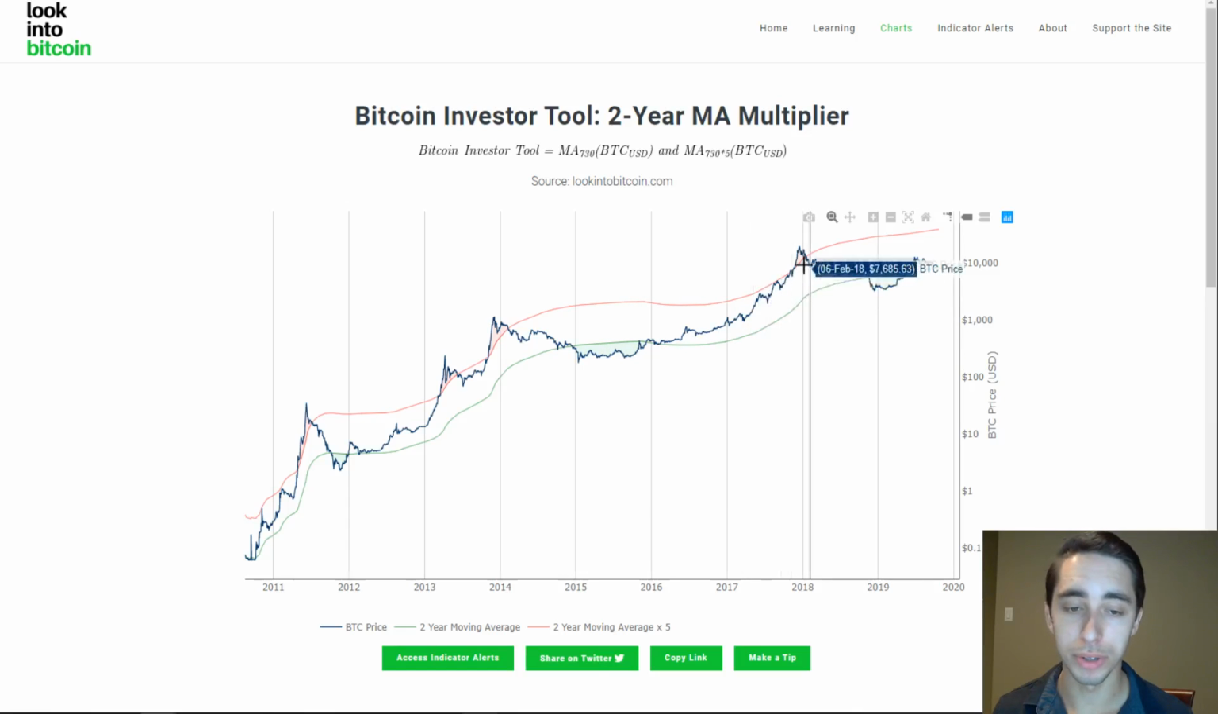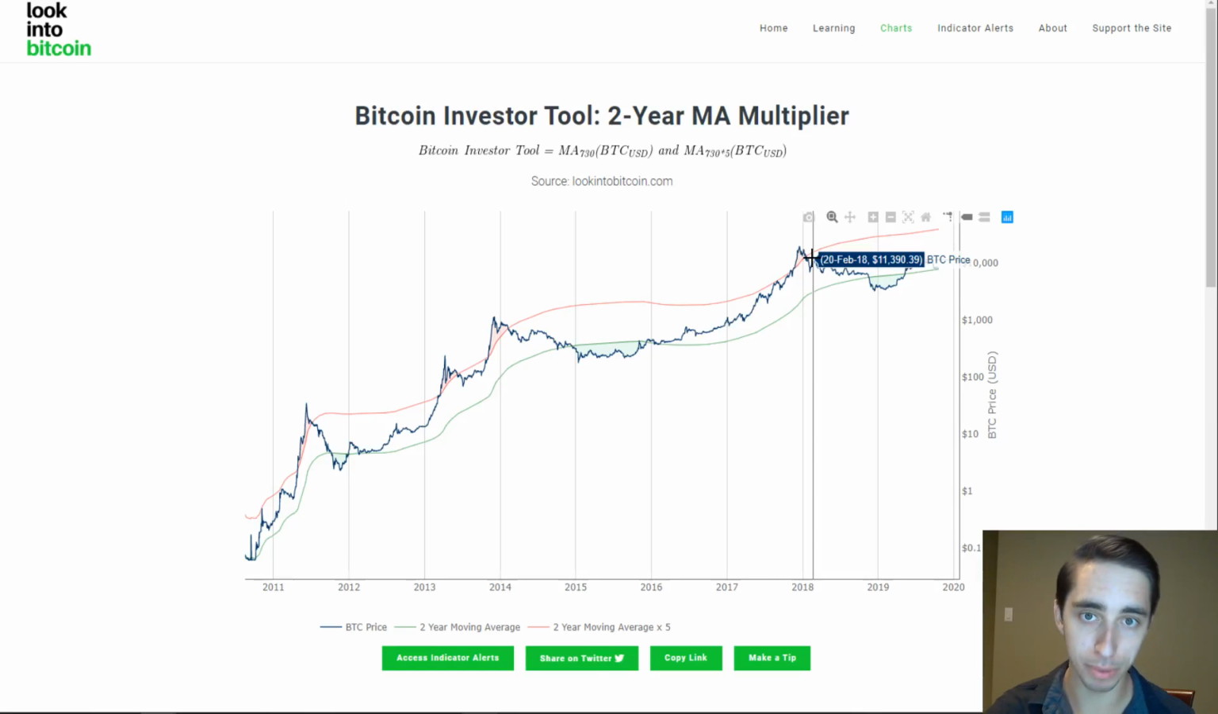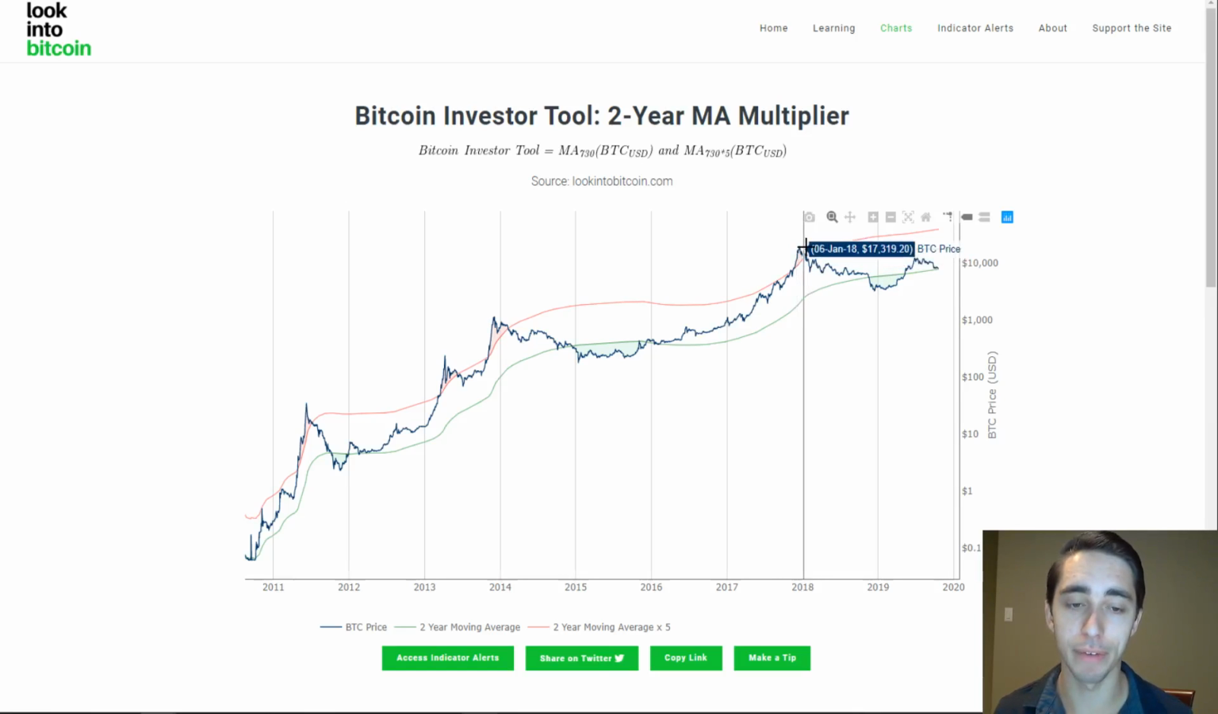But it also shows us that when we step above the red line, the 5-year multiple of that value of the 2-year moving average, then it tends to be a time where we can expect that the market cycle is almost over, right? Doesn't mean right when it gets above there we should sell it, but again, we should be wary in this case that the market cycle might be nearing its completion.